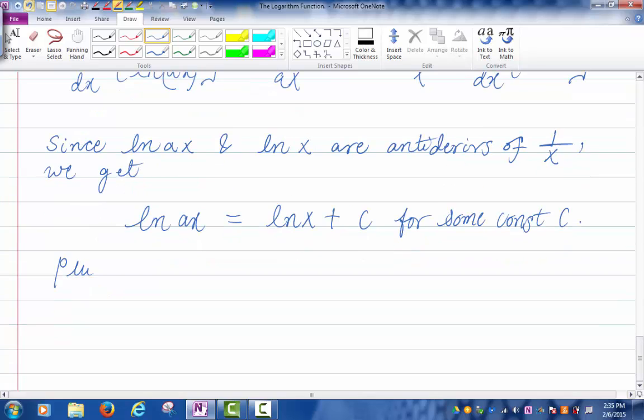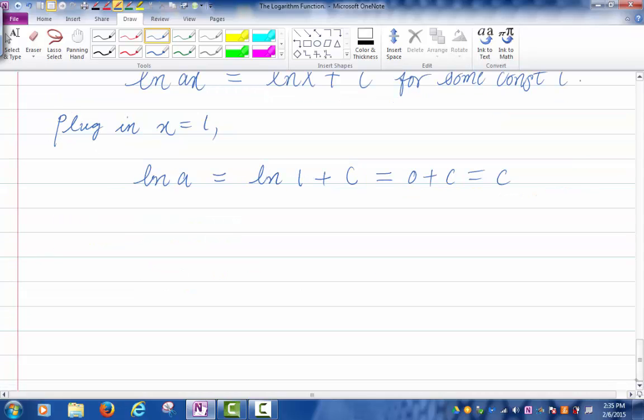So if I plug in x equals 1, then the left hand side is basically ln of a, and the right hand side is ln of 1 plus c, but ln of 1 is 0, so I get 0 plus c, which is c, which tells me that c has to be ln of a. So since c has to be ln of a, I now know that ln ax is equal to ln x plus ln a.